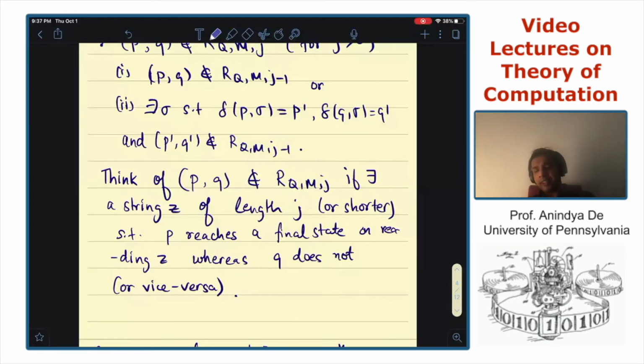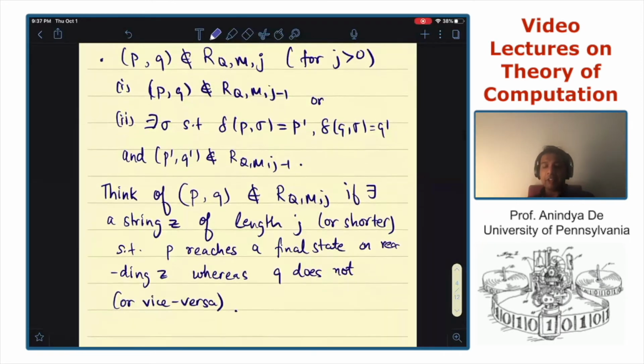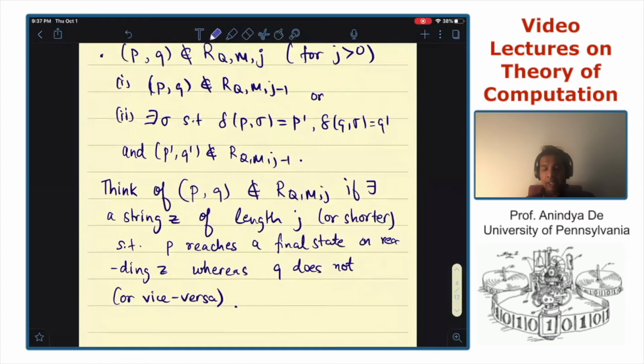This interpretation is easy to see from the definition of the equivalence relation R_{Q,M,J}, because what we are saying is that P, Q is not in R_{Q,M,J} if it's already not in R_{Q,M,J-1}, or you read a symbol sigma and then you are in two states which can be distinguished in R_{Q,M,J-1}. And so naturally, this leads to this interpretation of R_{Q,M,J}.